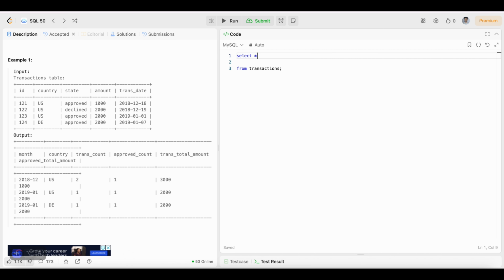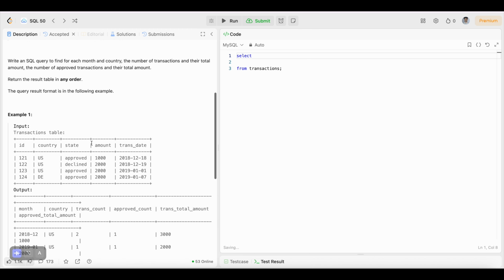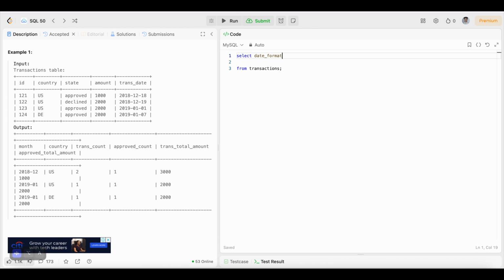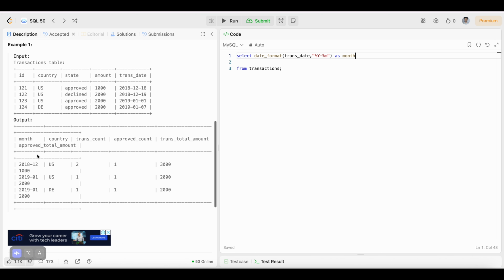Now let's fetch the year and month from the transaction date value. This is the year and month, as trans date. Now it is expecting it as the month column only. Further, country is country, and we need to group by these two columns, month and country.